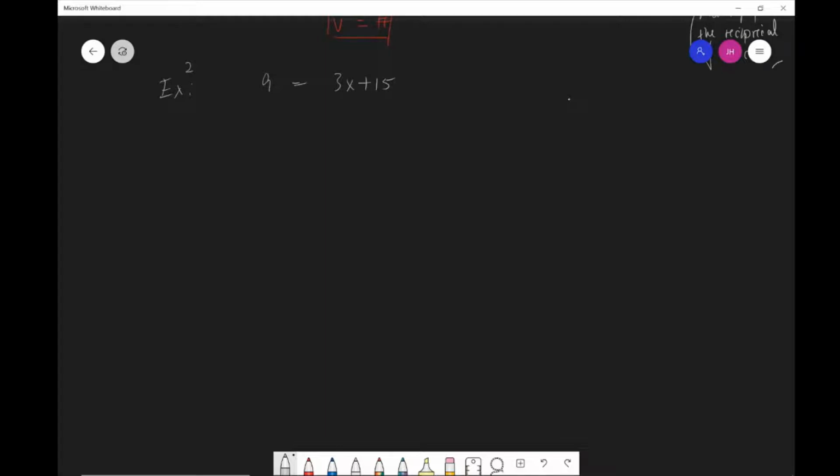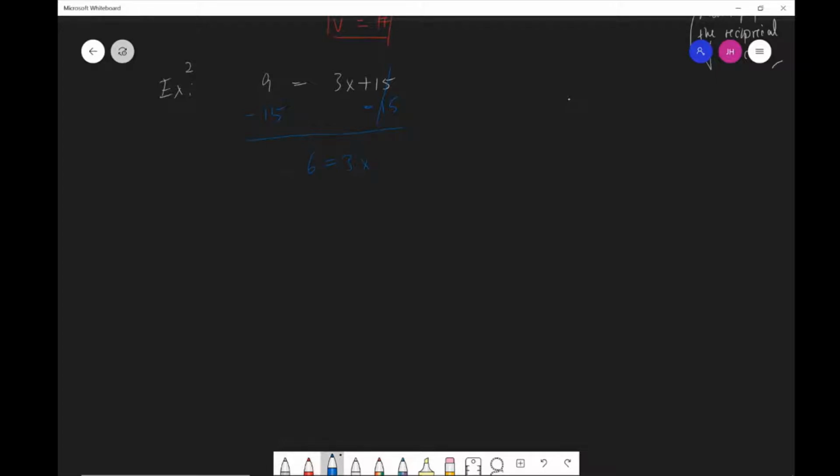Again, we should take care of any addition or subtraction first. So in this case, I will take care of the plus 15. So I have to get rid of the plus 15 by having a reverse operation, which is minus 15. If I do it on one side, I have to do it on the other side. Plus 15 minus 15 gets you 0. What's left is 3x equal to 9 minus 15, which is negative 6.